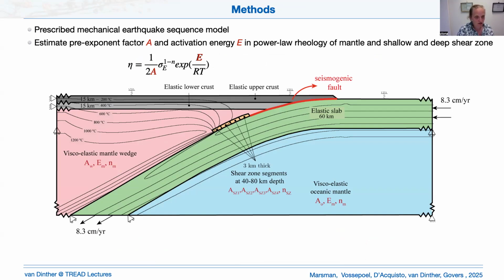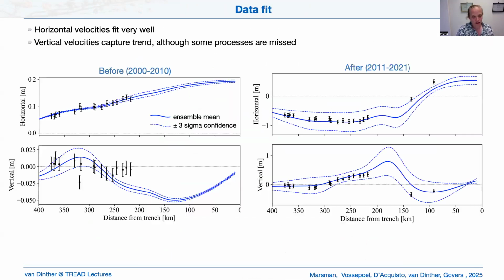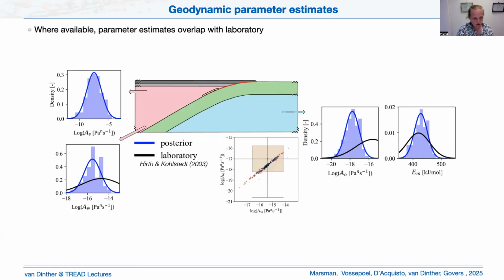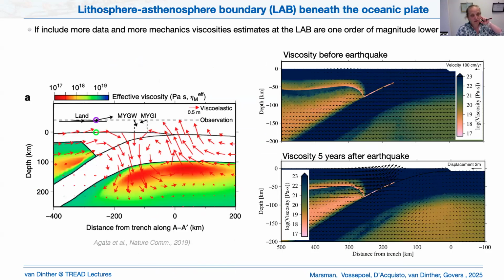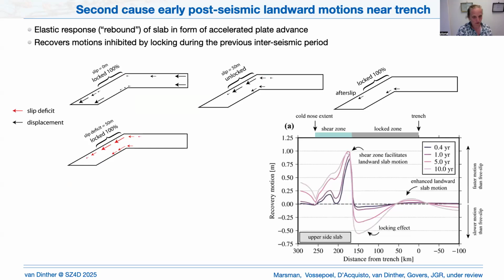So we have another more kinematically constrained earthquake sequence model, and we estimate the power law parameters for the viscosity. So you see that we can estimate some of these things, say things about viscoelastic relaxation and afterslip, that we can separate them out. That has implications for the viscosity as well there.